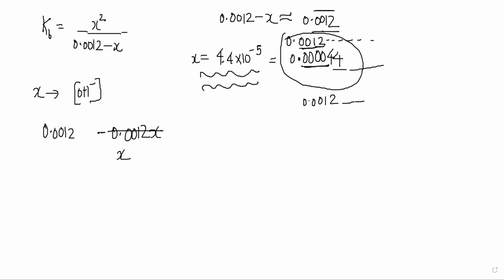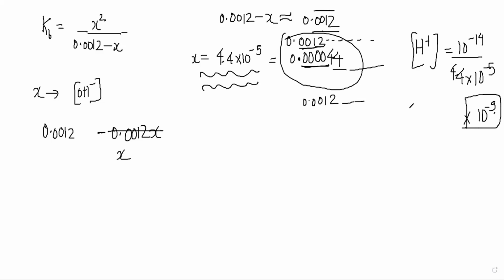So from OH minus concentration, you will be able to find H plus concentration, which will be 10 power minus 14 by 4.4 into 10 power minus 5, right? So notice that it will be of the order of 10 power minus 9, and therefore the solution is basic. Solution is basic because this is much less than OH minus.